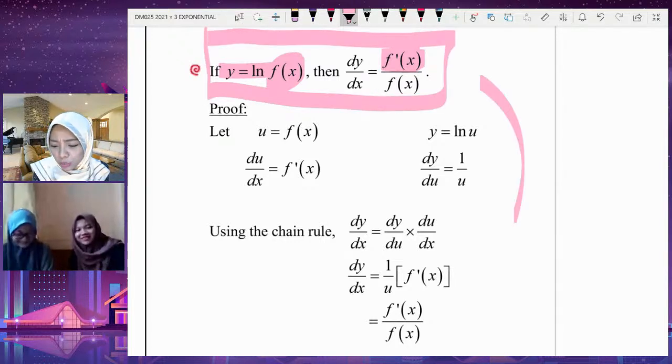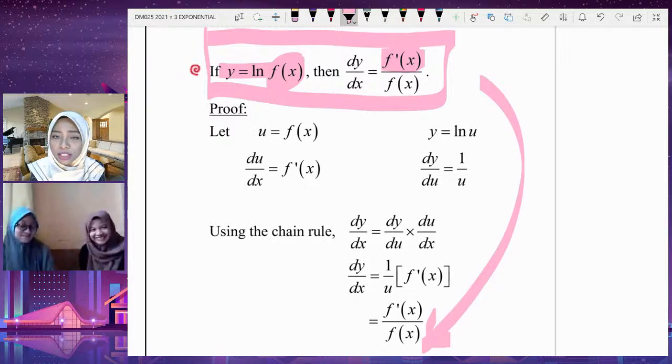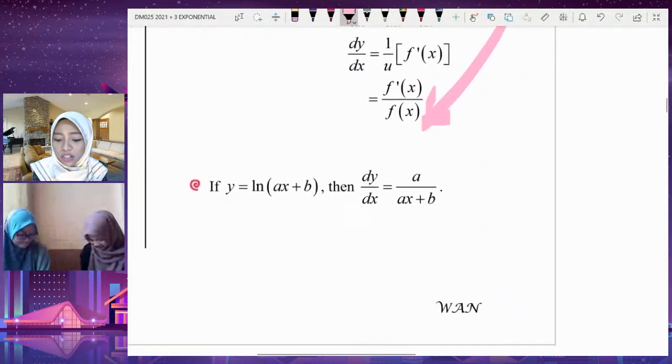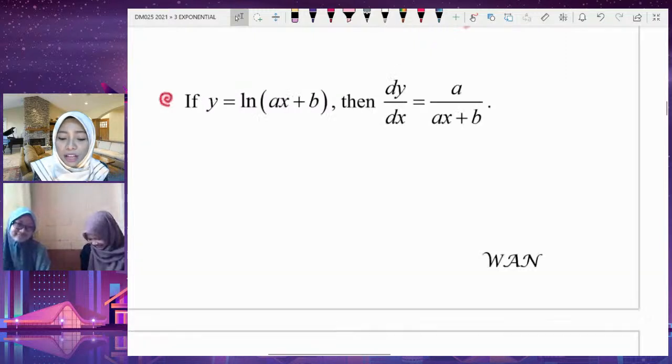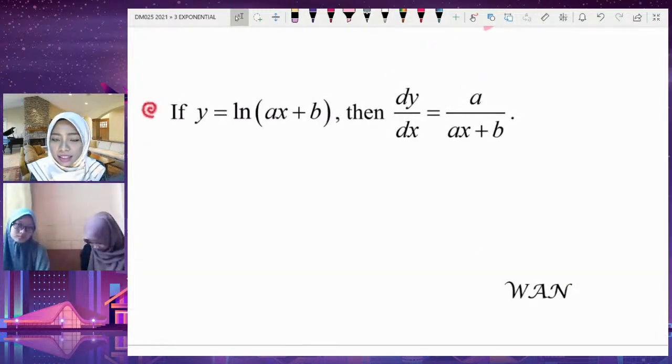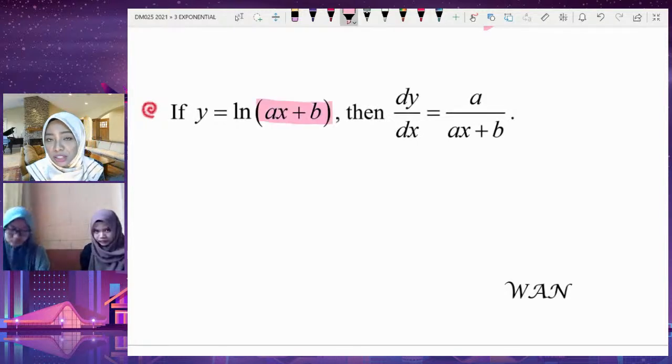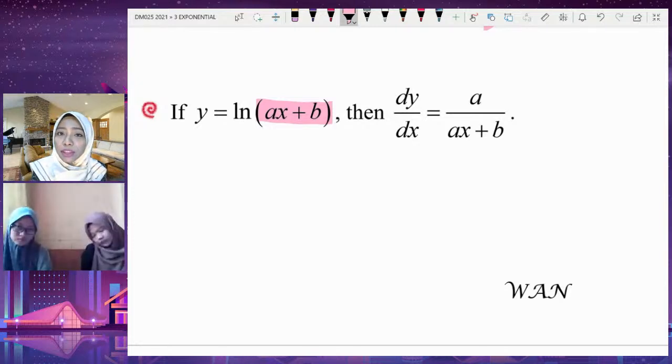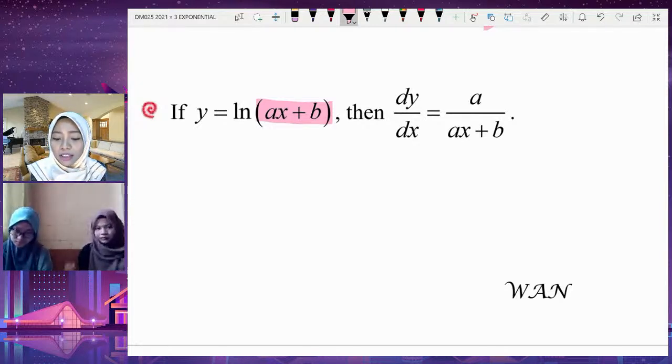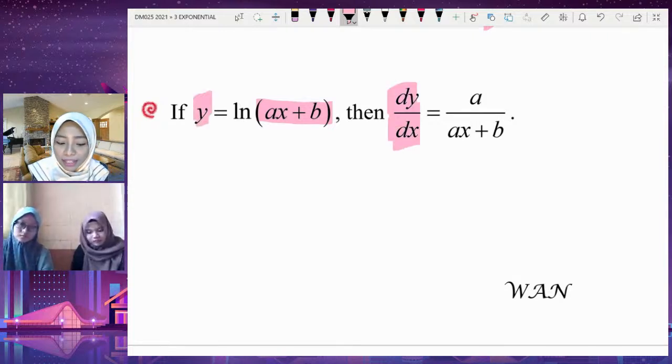So this is the proving. I am not going to discuss it further. As long as you can understand how to use the formula, I think it's enough for you. For example, if a linear function is given to you, in order to find the derivative of y for a linear function with ln, what you do is 1 over ax plus b multiplied with a.